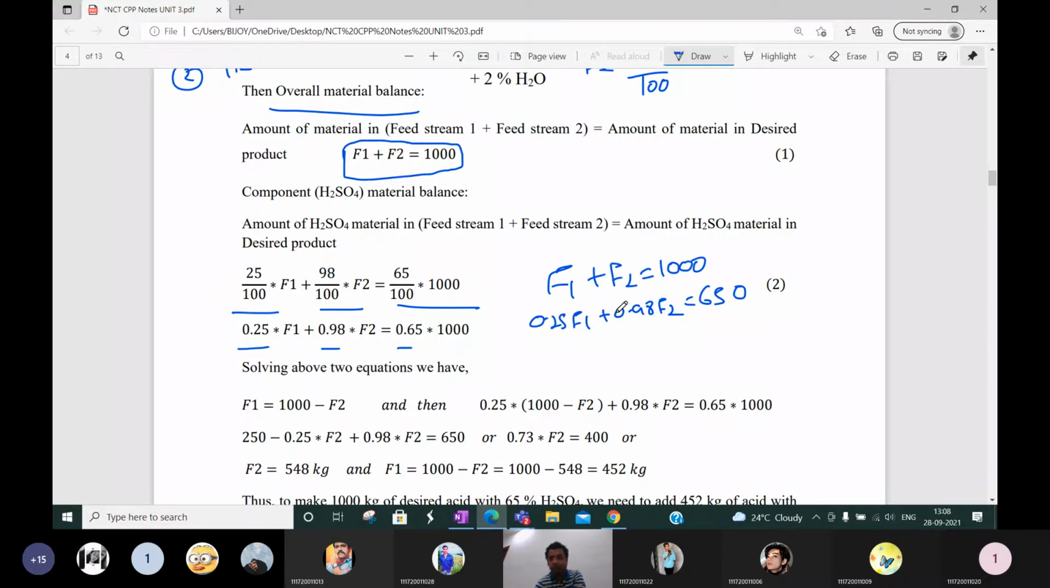We have two equations and two variables. The variables are F1 and F2. So by solving these two equations, you can calculate F1 and F2, and this is what is asked. Okay, simple question, and solving is also simple. By using a calculator, I already mentioned how to solve it.